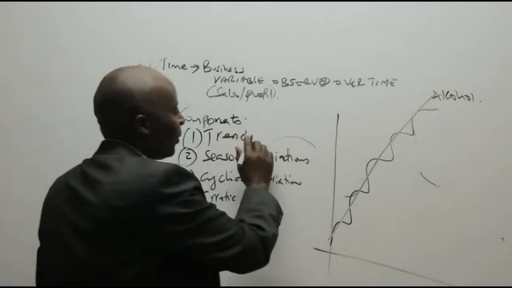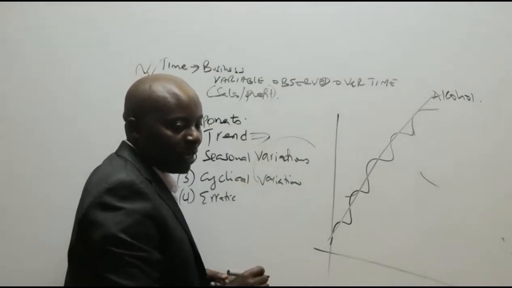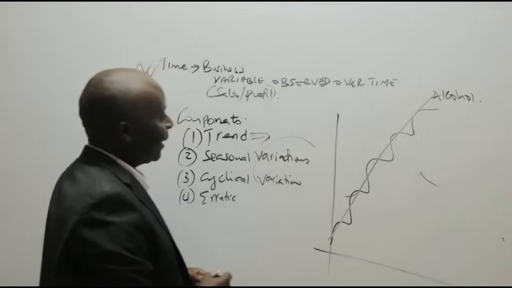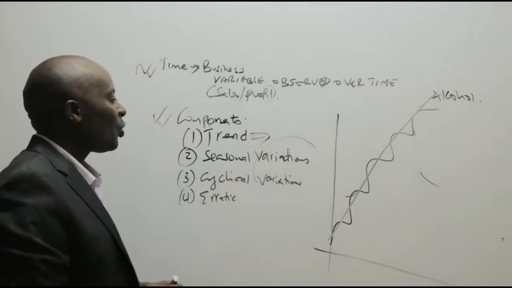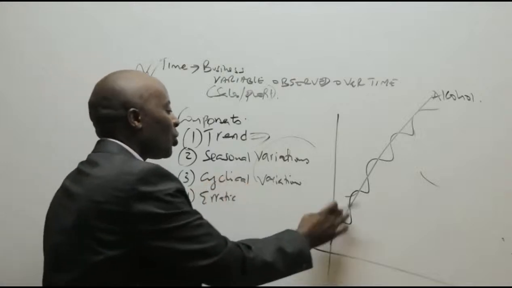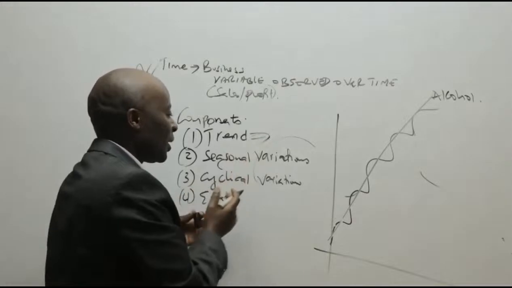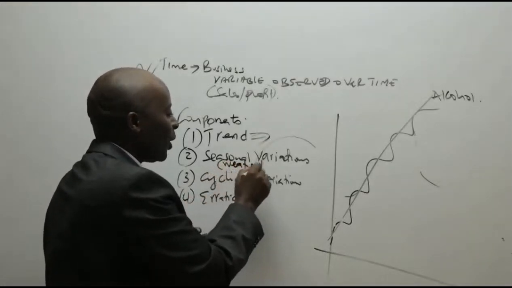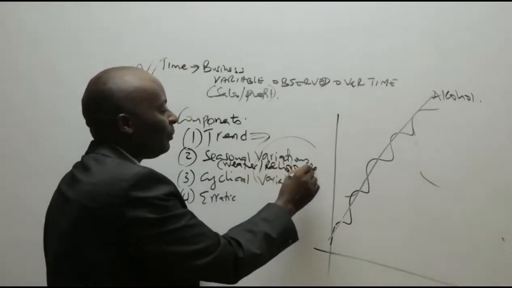So trend represents what here? The general movement of a time series, which could either be increasing in the long term or reducing. Seasonal variations, these are those variations of our time series which are pegged on seasons, as the name suggests, which are pegged on weather, or religious beliefs.